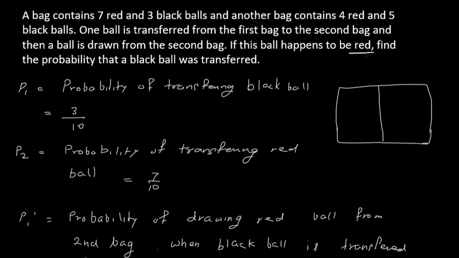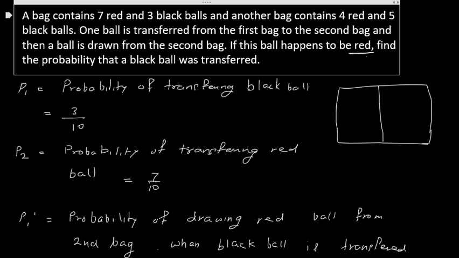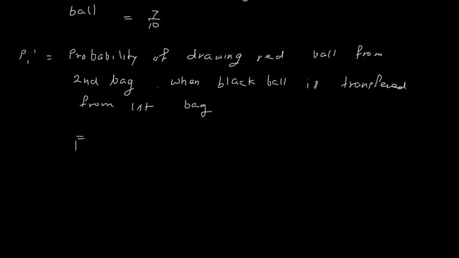So when you transfer a black ball, the total number of balls will increase to 10, and the number of red balls will remain as it is. So it is 4 upon 10, 2 upon 5 you can say.